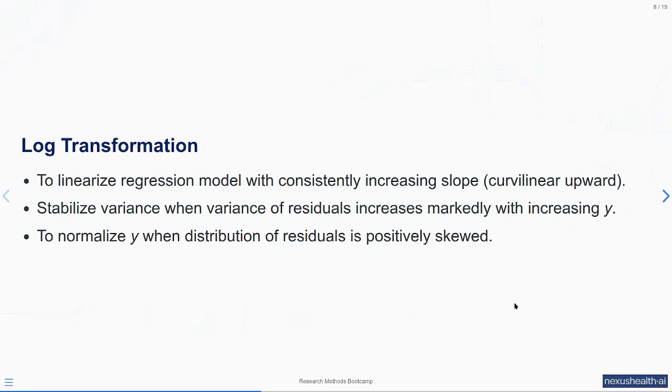And so the reason we do this log transformation is to stabilize the variance, because if the data is not transformed, we find that the variance of the residuals increases markedly with increasing y, whereas one of the assumptions of the linear regression model is what we call homoscedasticity, so the variance does not change. We also use it to normalize y when the distribution of the residuals is positively skewed. So again, this is the purpose of log transformation.